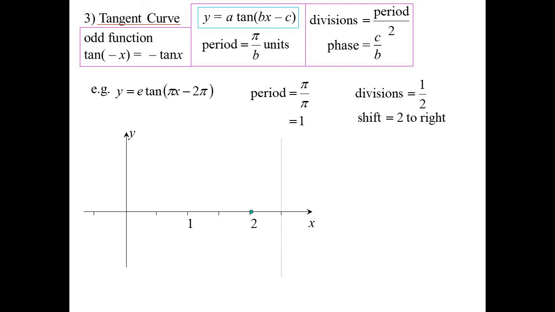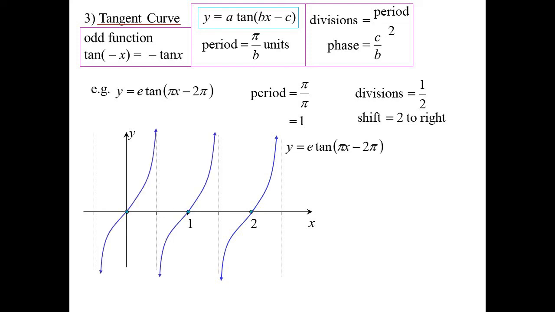There's the asymptote. Now go back the other way. And now we draw in our tan curve. Well, that's in one section. Let's put it in all the sections. The e out the front of this one kind of is irrelevant because I haven't actually marked a scale on my y-axis, but I could have put any number there.